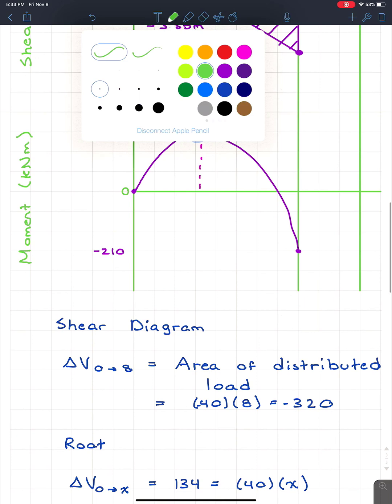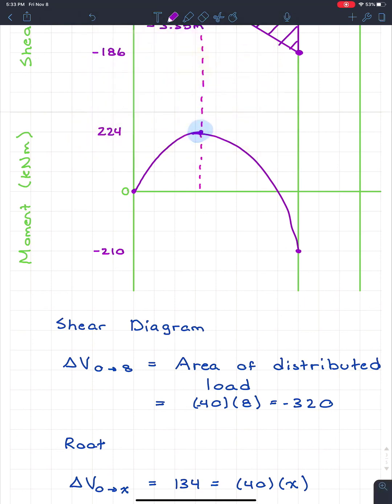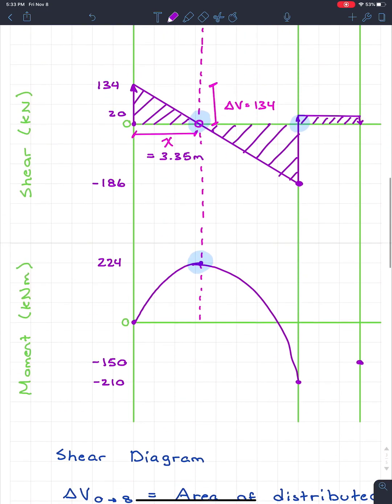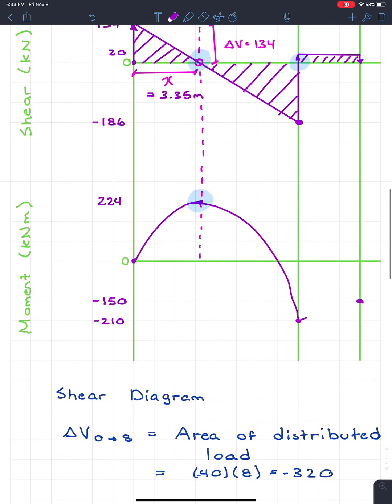So when we come up here, we see that this is going to jump up from negative 210 to negative 150. So it's going to jump up to this point here. And since the shear is constant, we know that the moment diagram is going to be linear. So we look at that point at x equals 0 again, we see that there's actually another maximum, or relative maximum, and that's at that point.